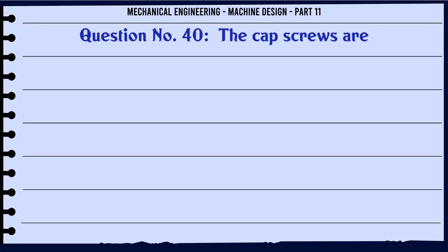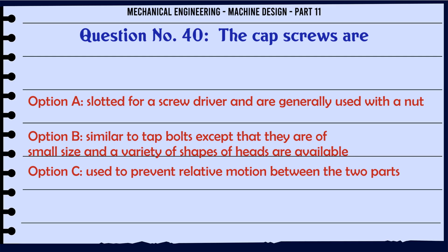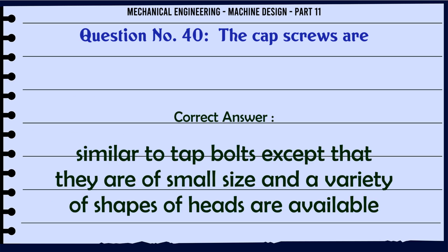The cap screws are A. slotted for a screwdriver and are generally used with a nut, B. similar to tap bolts except that they are of small size and a variety of shapes of heads are available, C. used to prevent relative motion between the two parts, D. none of the above. The correct answer is similar to tap bolts except that they are of small size and a variety of shapes of heads are available.